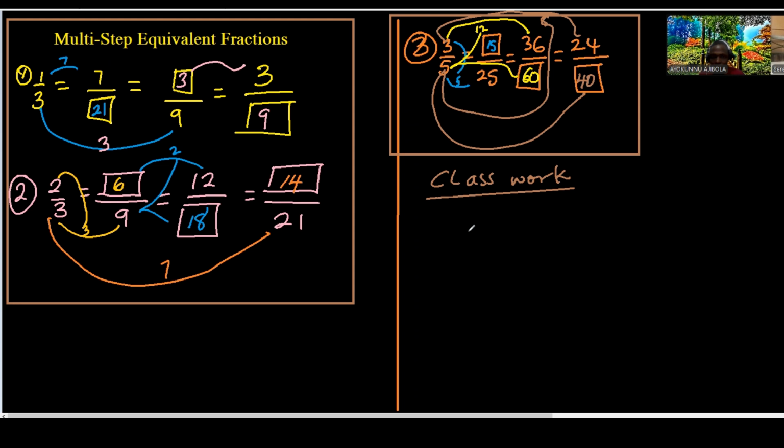Okay, let me see. If we add the first one, let's say 3 over 4 equal something over 12, and this is also equal to something over 20. That's number 1.